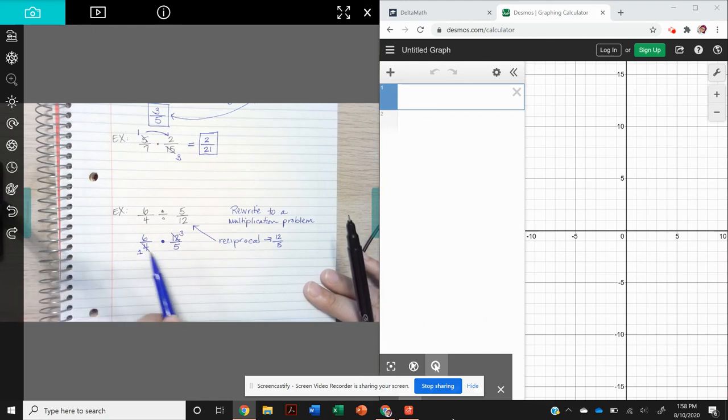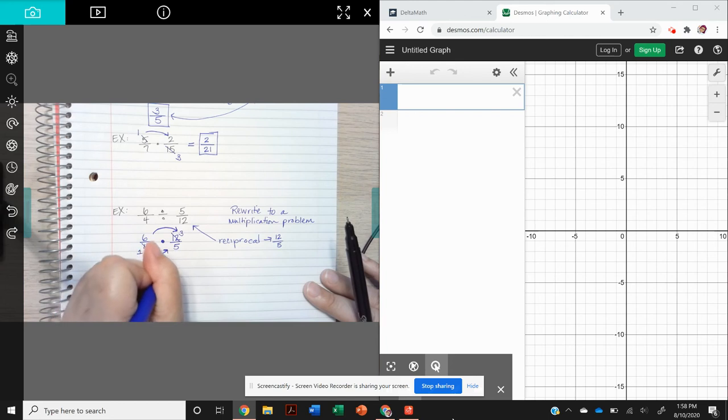All right. So 6, now that I'm left with 6 or 3, those are not divisible by 5. So I'm not going to do anything. So now I'm just going to multiply across. So 6 times 3 is 18. 1 times 5 is 5.